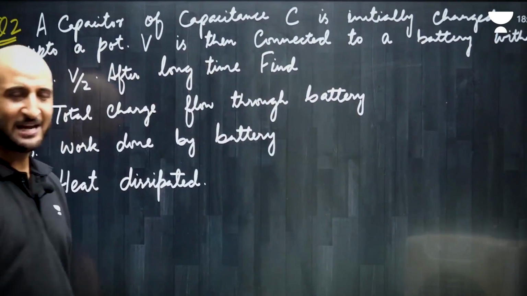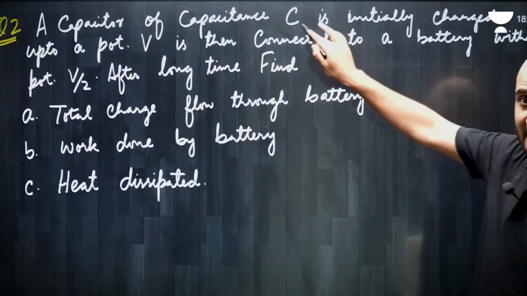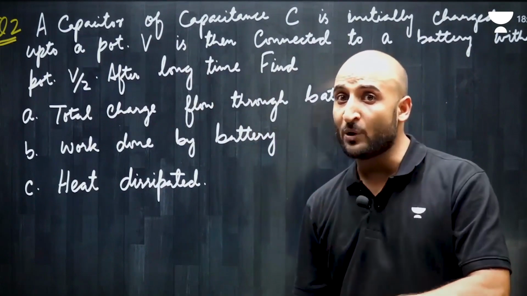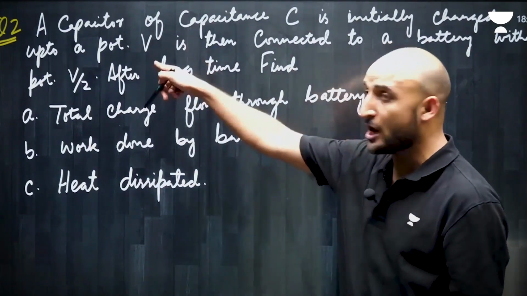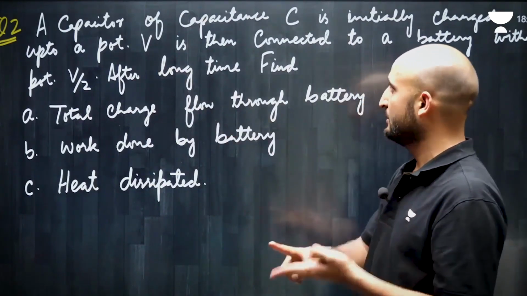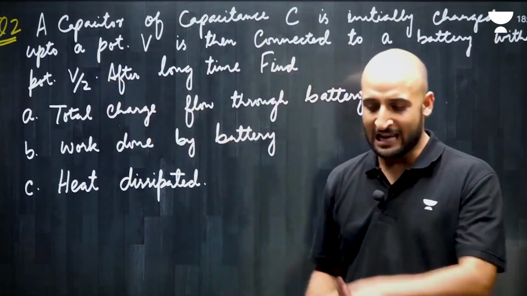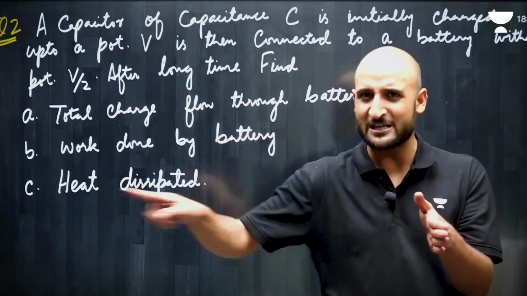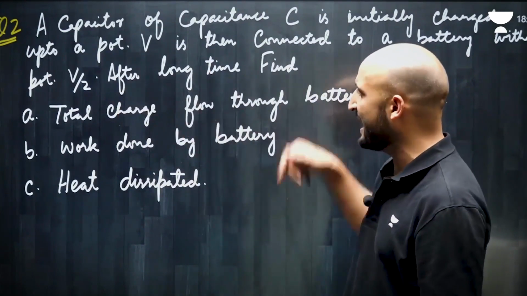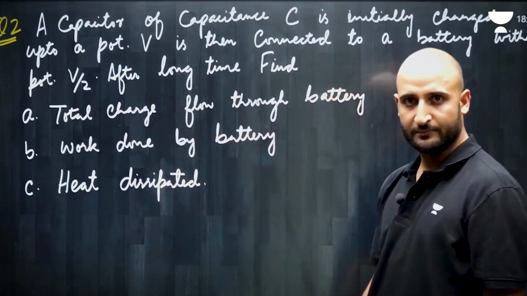It's again the same, right? The question tells me a capacitor of capacitance C is initially charged up to potential V. In the previous question, the capacitor was initially uncharged. It is charged to a potential V. That means you have got the initial potential difference, and you'll be having the initial charge. It is then connected to a battery with potential difference V by 2. Now you are disconnecting it from the first battery and connecting it to another battery whose potential difference is V by 2. After a long time, find: number 1, total charge flow to the battery; number 2, work done by the battery; number 3, heat dissipated. Right? Have a look here.